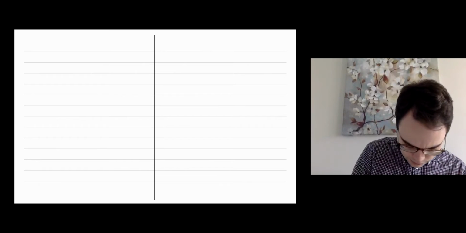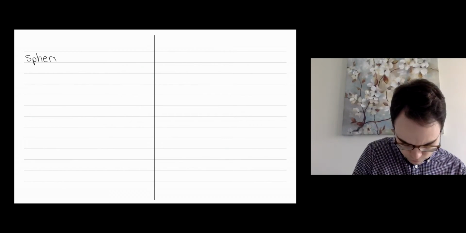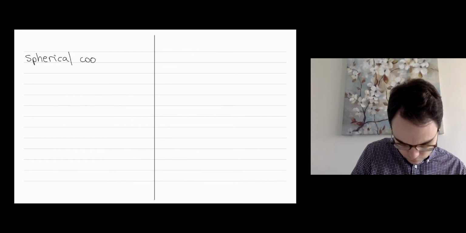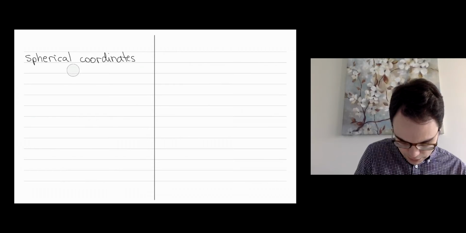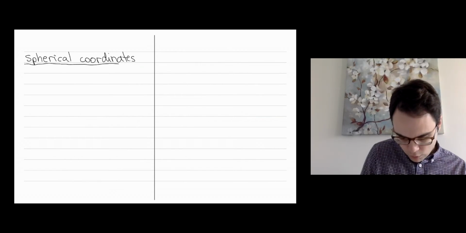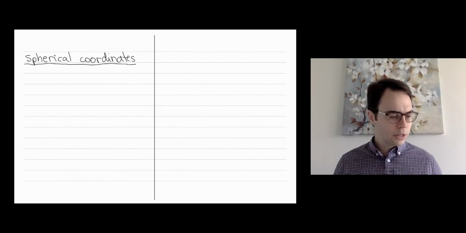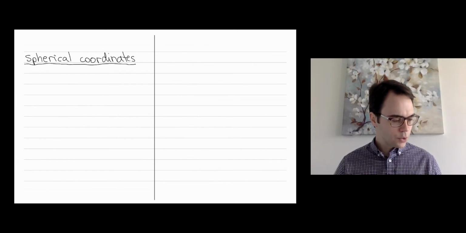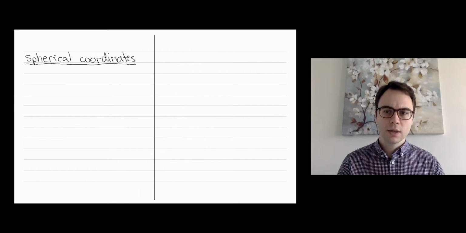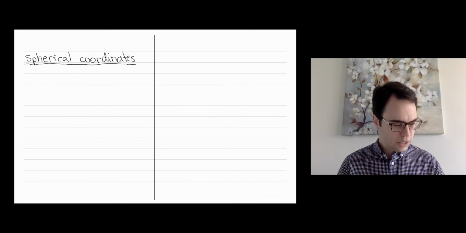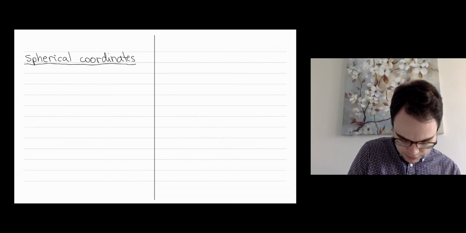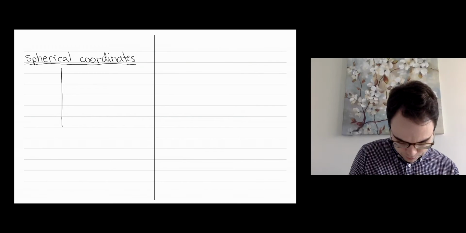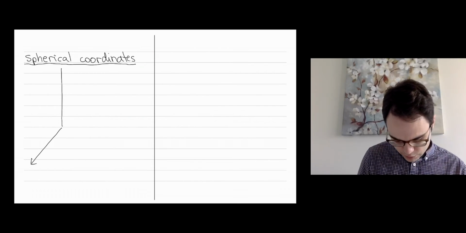So spherical coordinates. Let's talk about them. The idea of spherical coordinates is that these are coordinates for points in 3D. So there are 3 numbers that we associate to points in 3D to describe these positions. Let me draw the picture that defines these 3 numbers.